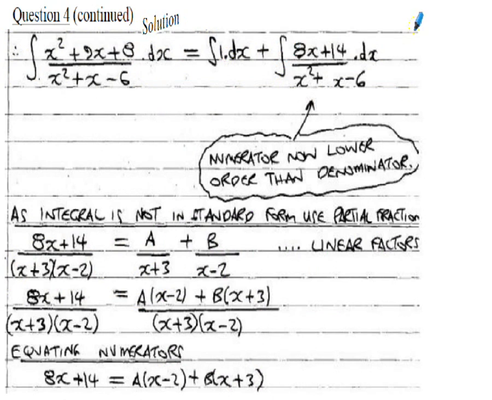Just repeating this line from the previous slide. So the integral is not in standard form, so we're going to use the partial fraction approach here. So just considering the compound fraction, we've got 8x plus 14 over x plus 3 multiplied by x minus 2. That's the factorised form of the x squared plus x minus 6. And we can write that in terms of linear partial fractions of a over x plus 3 plus b over x minus 2. I'm going to use a substitution solution here to find the constants.